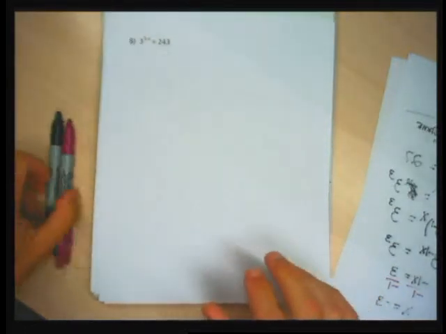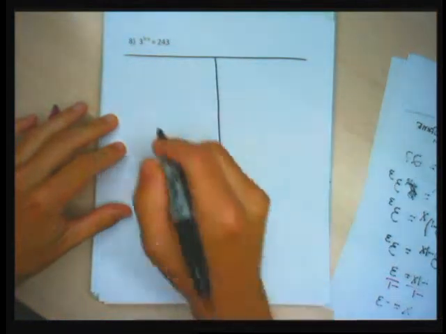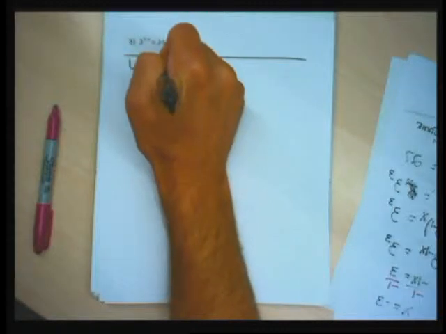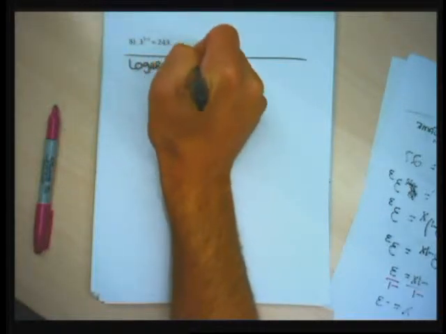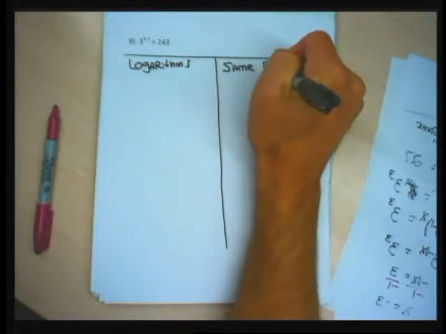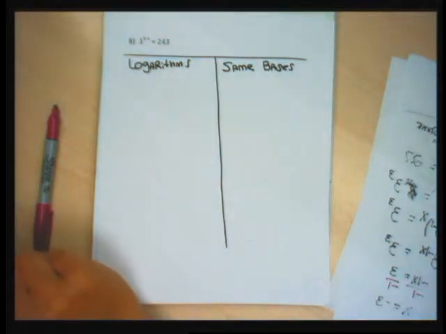Problem 8 is not so hard using both approaches, so I'll do it with both. So, logarithm method. And then the same bases. The logarithm method is constant. It doesn't vary from problem to problem. The same bases method varies depending on the trick that you need to pull out to make the bases the same.